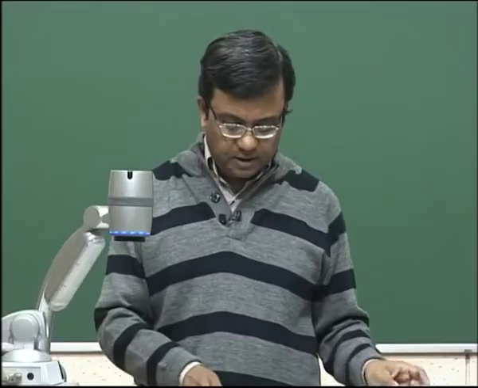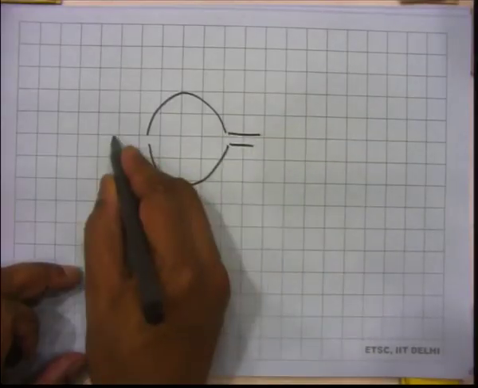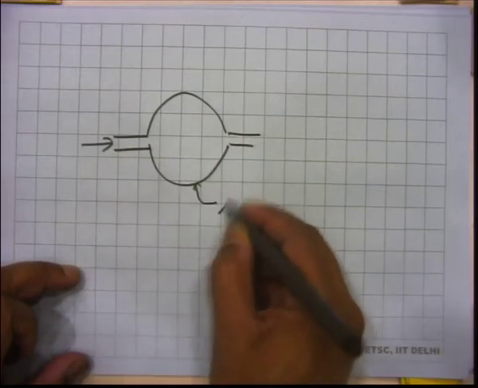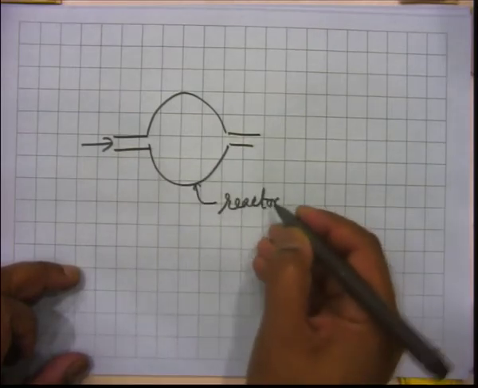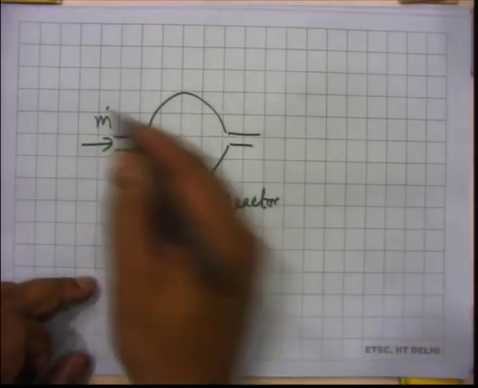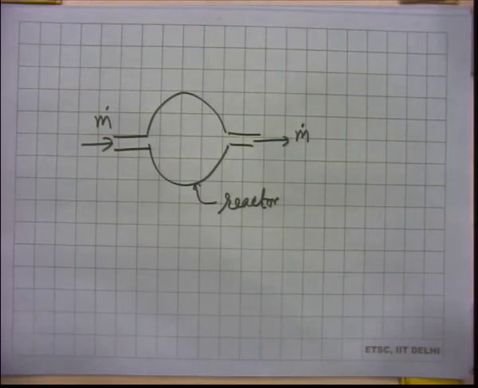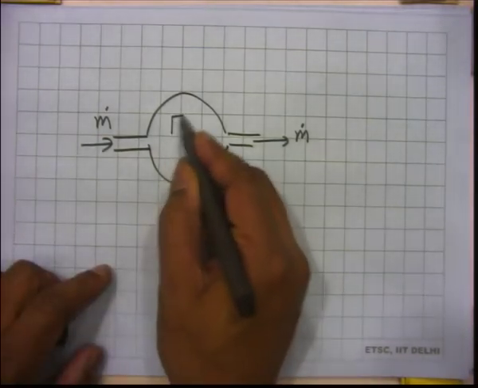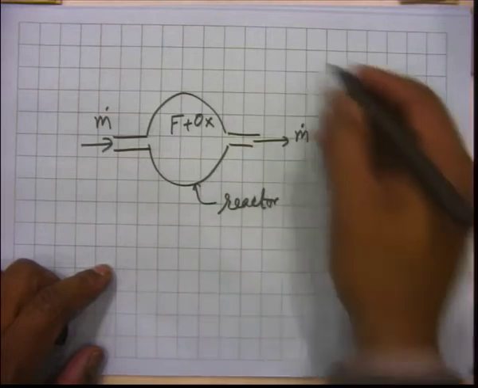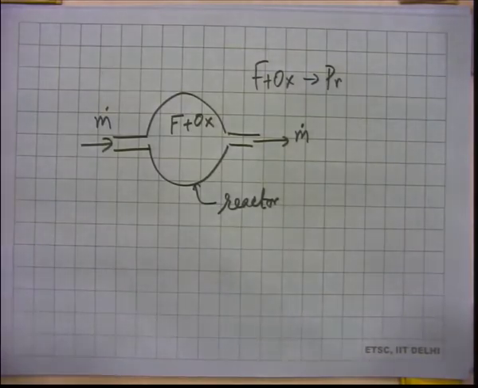So, what are blowout characteristics? If you have this mixture going into this reactor, it is designed in such a way that it is very well mixed, then you are sending this m dot, same m dot will go out, and we expect that reaction will take place here. Fuel will react with the oxidizer to give you products. But will it always react?